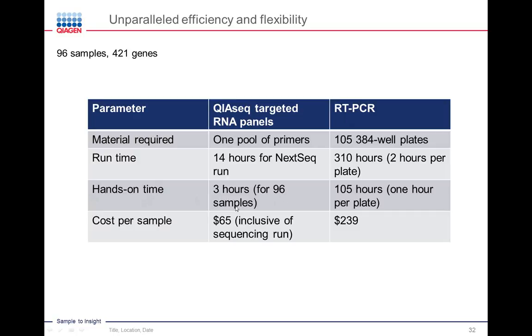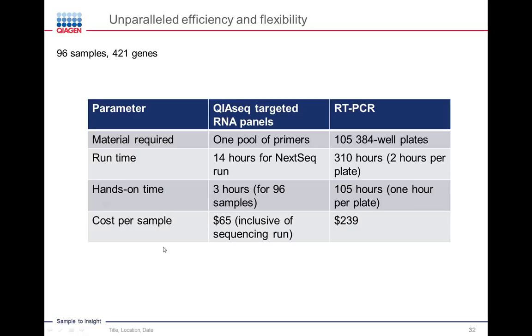All that workflow can be done in 96-well plates. The amount of hands-on time, of course, is going to vary from user to user, but within 3 hours is a reasonable time to go through the workflow for 96 samples in a 96-well plate. But if we use 1 hour per plate using the real-time PCR setup, we would need about 105 hours just of hands-on time. And even if you're very efficient and you drop this down to, let's call it, half an hour per plate, you're still looking at about 50 hours or so compared to 3 hours for the QIAseq targeted RNA panels.